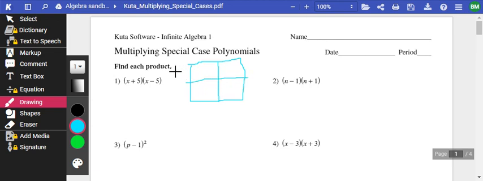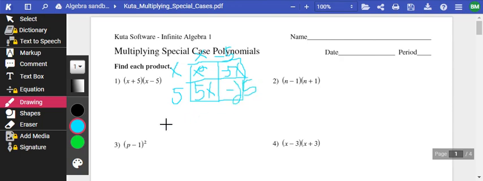I like the box. So I've got x here, positive 5 down here, x on the top, negative 5 on the top. All right, we go x times x, we get x squared. X times 5 gives me 5x. X times negative 5 gives me negative 5x. Negative 5 times 5 gives me a negative 25.